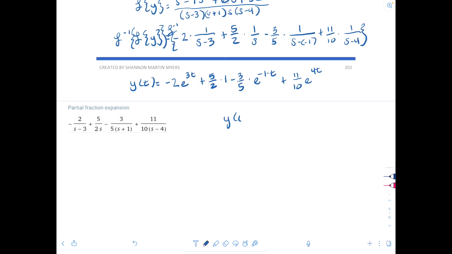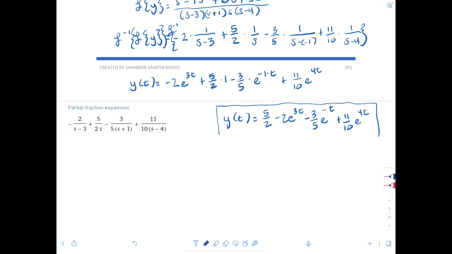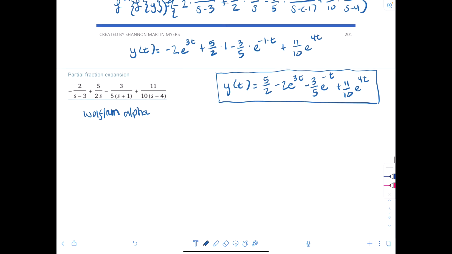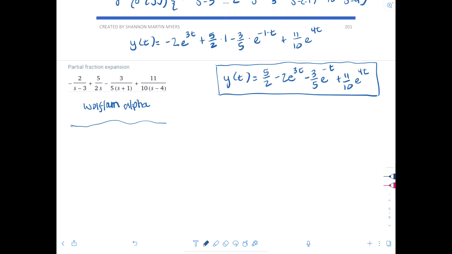So at the end of the day, y at t equals 5 halves minus 2e to the 3t minus 3/5 e to the negative t and plus 11/10 e to the 4t. And we're all done. So if you want to do that partial fraction decomp, this was Wolfram Alpha. You can do it by hand. This is kind of a handy dandy little app there.